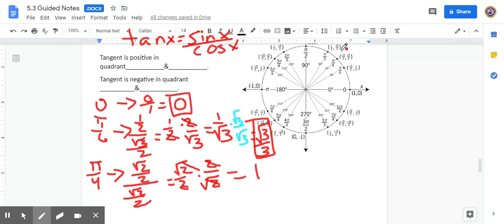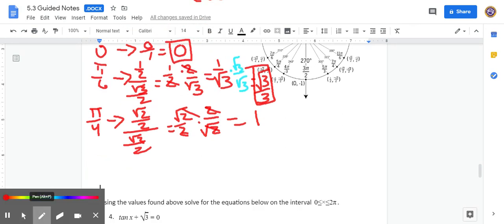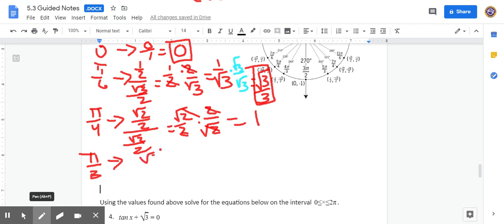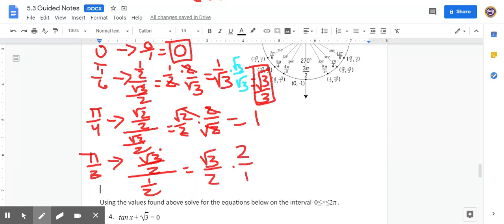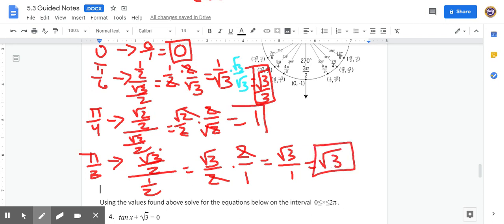For pi over 3, y over x. So our y in this case is the square root of 3 over 2. We divide that by 1/2. We get the square root of 3 over 2 times 2 over 1. Cancels. We get the square root of 3 over 1, which is the square root of 3.